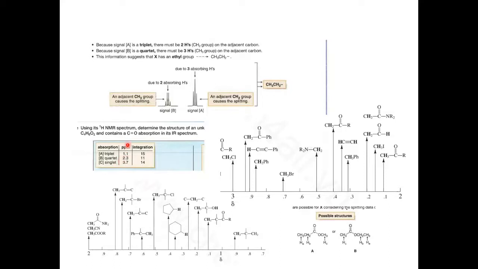Now we have shift in ppm like 1.1, 2.3, 3.7. Now we have data for the singlet. Now we will not focus on this, just focus on this triplet and quadrat. So 1.1 is, so here is the one, I have this one. So methyl group is far away from any functional group which has 1.1, means this type of the system is existing.